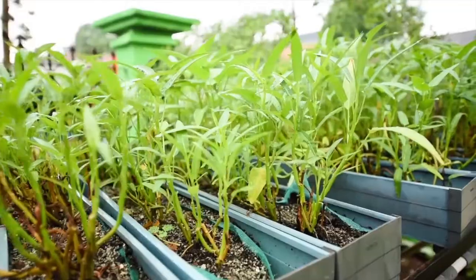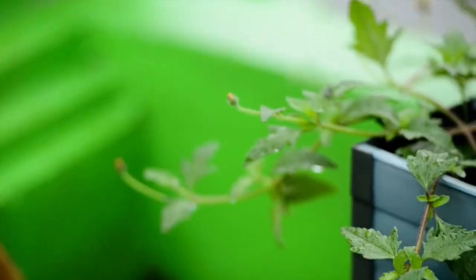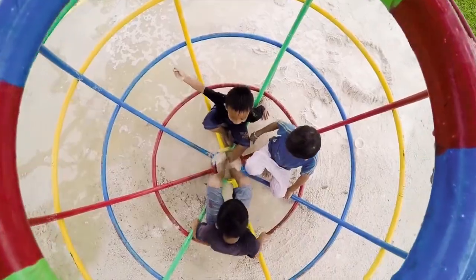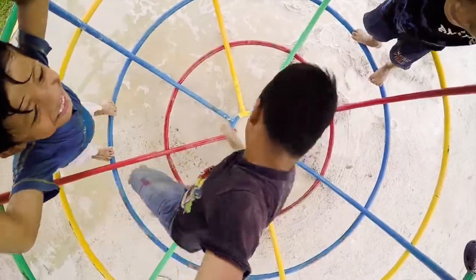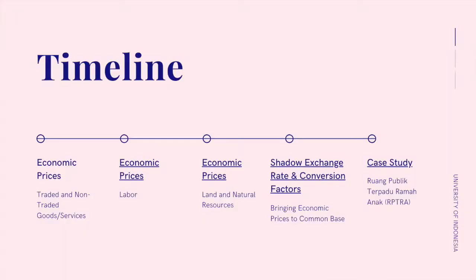In this video, we will be discussing about economic valuation of benefits and costs and its implementation in Ruang Publik Terpadu Ramah Anak or RPTRA in Jakarta. This video is divided into 5 main parts, which are the economic price of traded and non-traded goods and services, the economic price of labor, the economic price of land and natural resources, shadow exchange rate and conversion factors, and last but not least, the case study. First thing first, let me introduce you to my team, and enjoy this video.